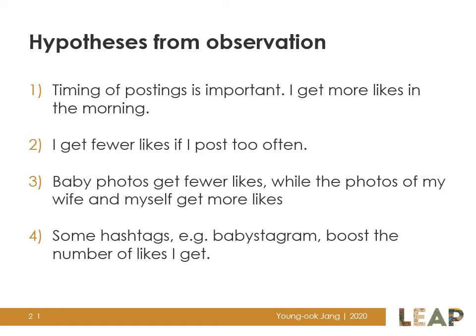Third, baby photos get fewer likes, while the photos of my wife and myself get more likes. So the people who are in the photos are important, especially the baby has a negative effect and my wife and myself have a positive effect. That's the third hypothesis. And fourth, some hashtags like Babystagram boost the number of likes I get. So I should have more hashtags if I want to get more likes. So these are 4 hypotheses from the observation of the data, right?